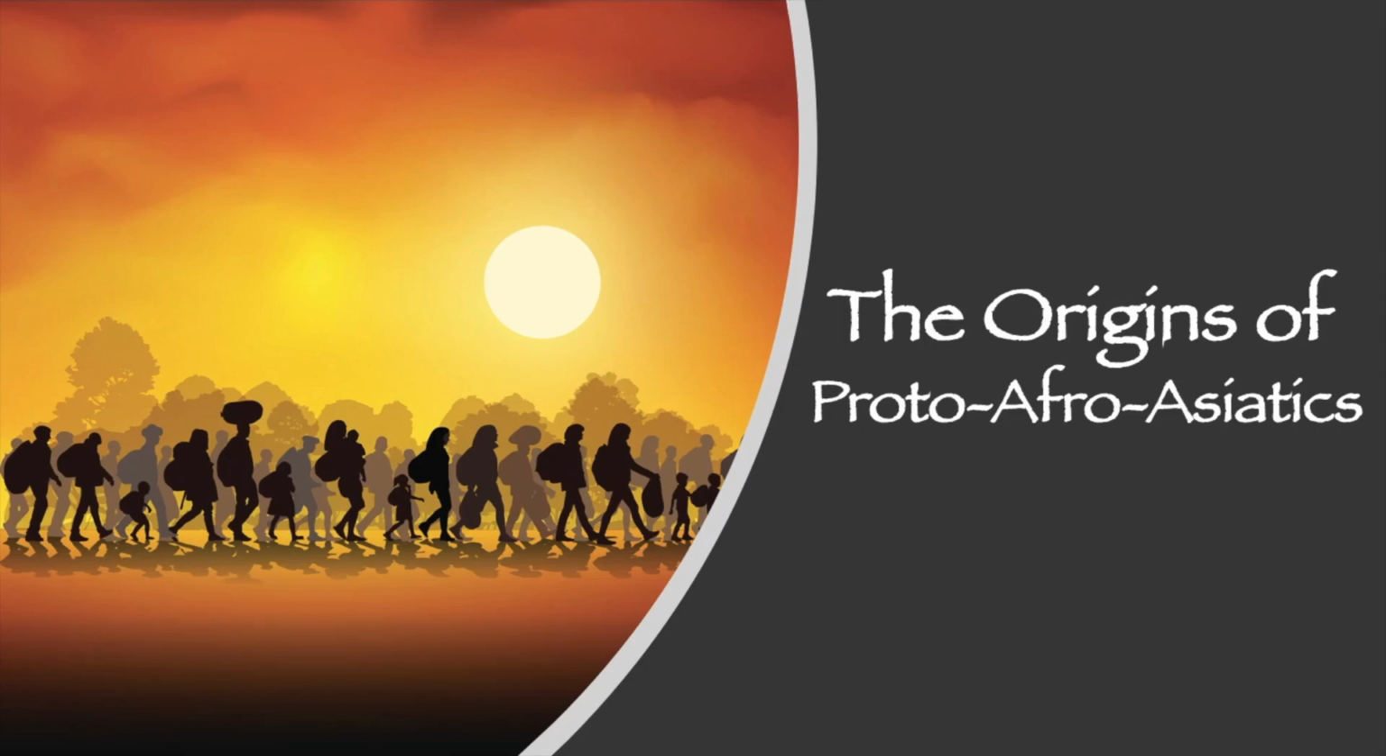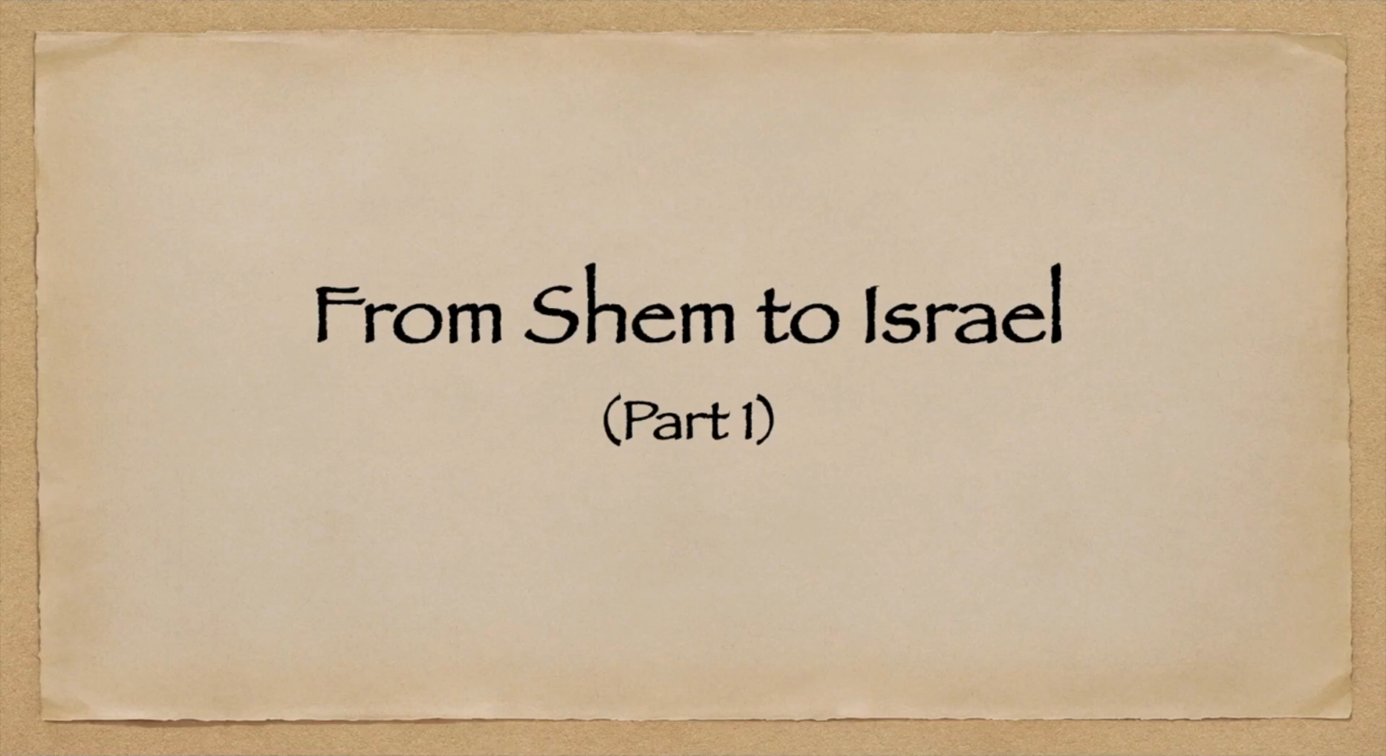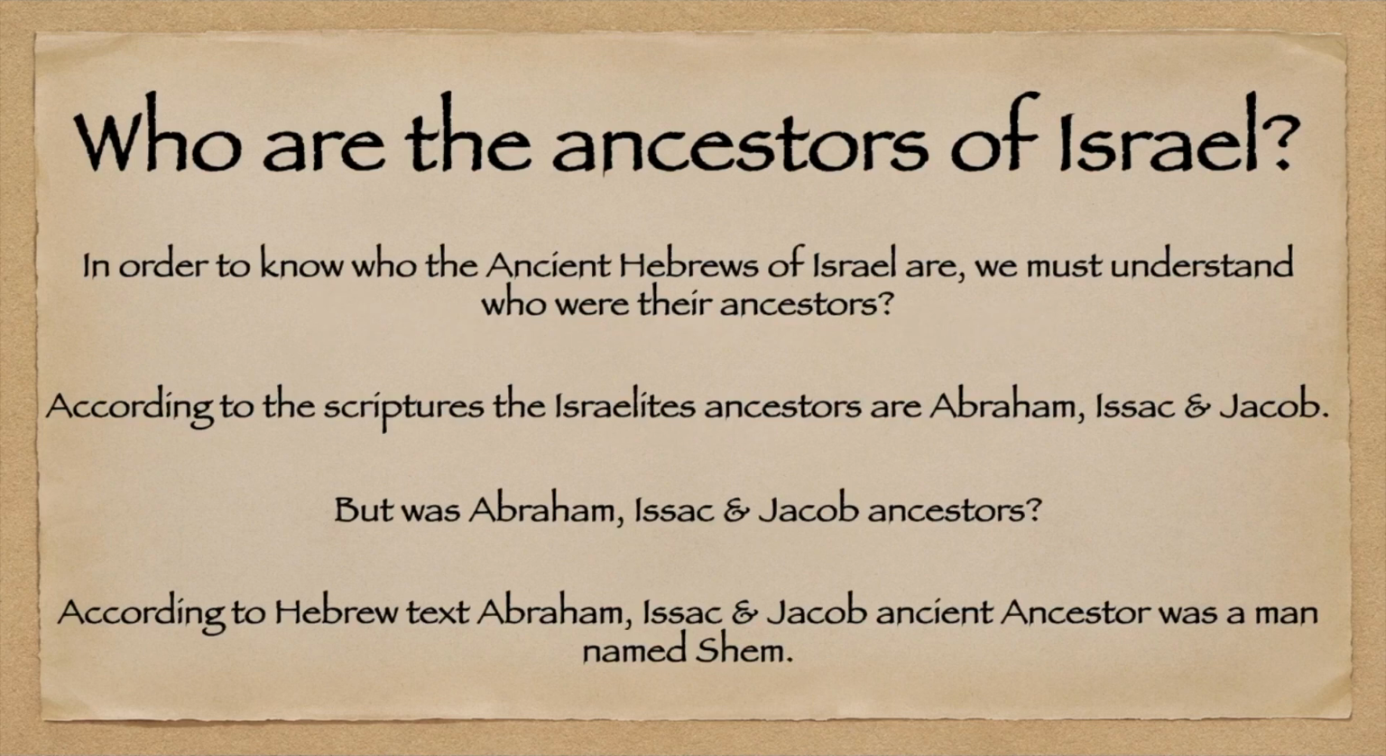The origins of Proto-Afro-Asiatics. So we'll begin from Shem to Israel. This is part one of a video series. In order to know who the ancient Hebrews of Israel are, we must understand who their ancestors were according to the scriptures. The Israelites were the descendants of Abraham, Isaac, and Jacob.